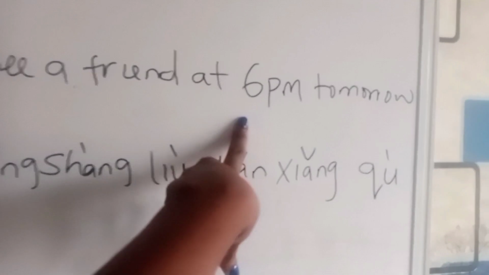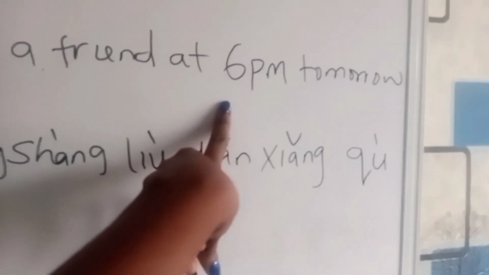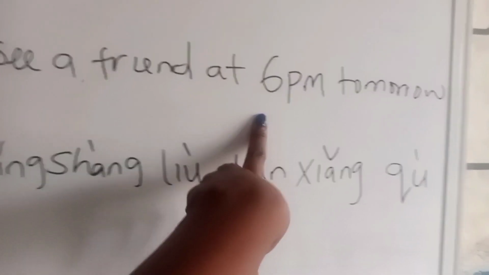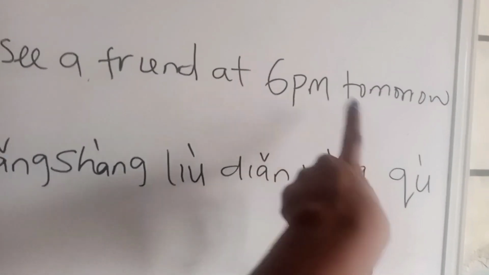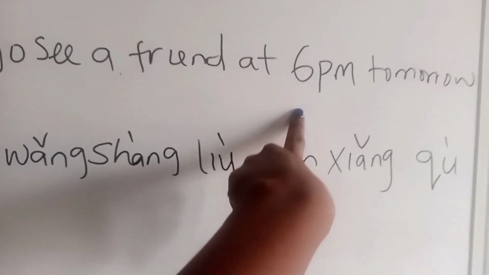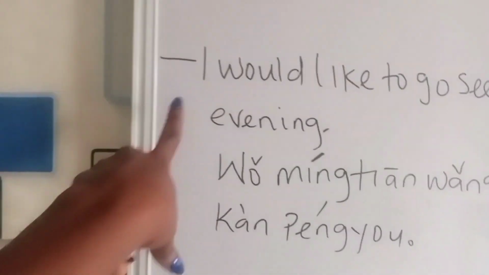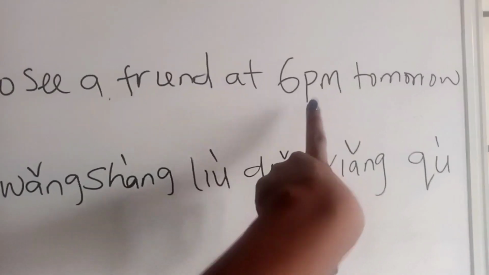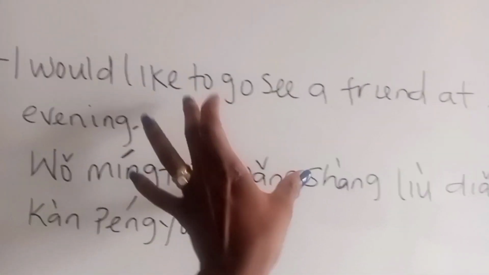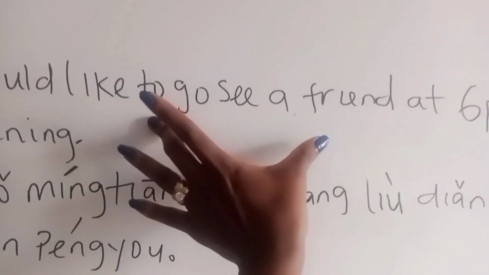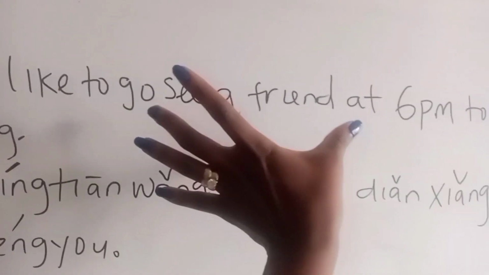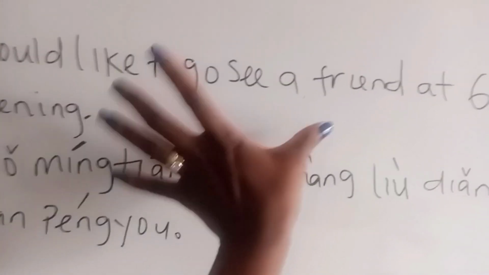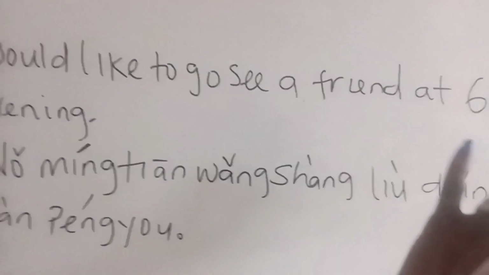You cannot say 6 p.m. tomorrow evening. You have to follow that order. You say tomorrow, you say evening before you say 6 p.m. And this comes after you say I. After that subject, I, you will now say tomorrow evening 6 p.m. before you put the action. This is the action. To go see a friend. Would like to go see a friend is the action. This action that is in the middle will now come last.